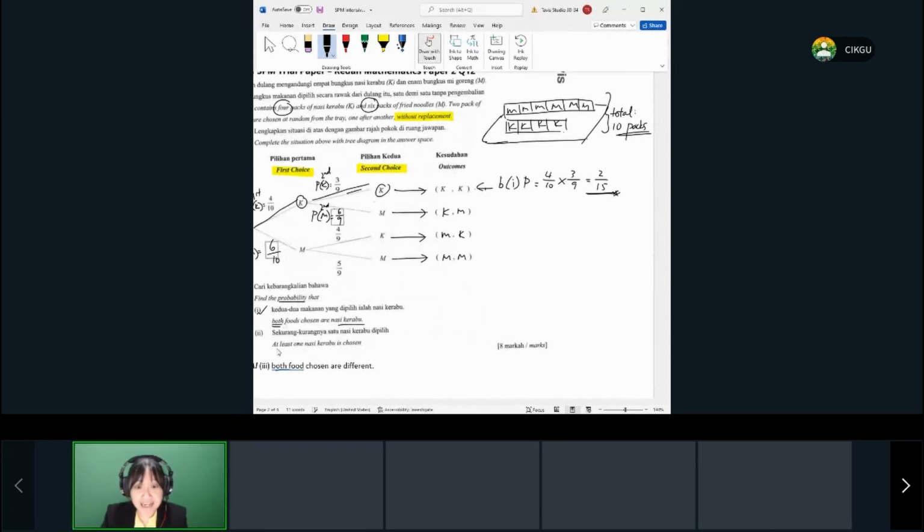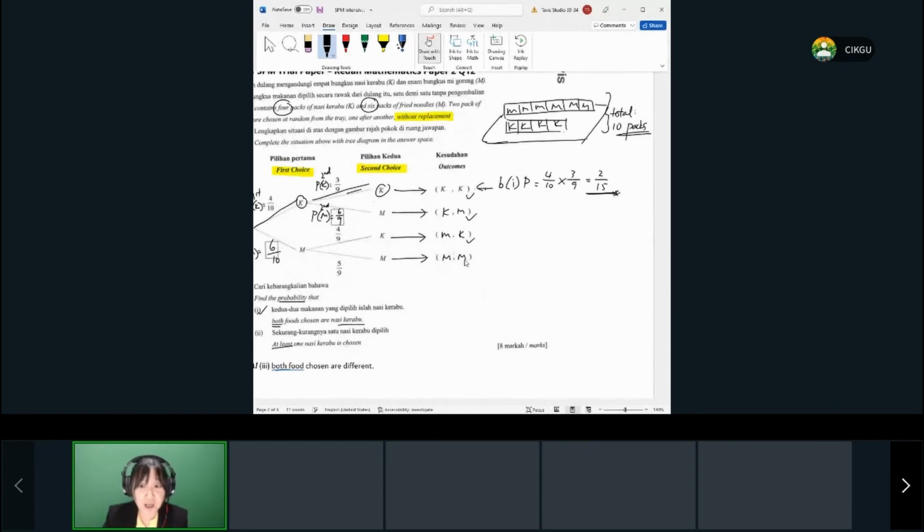Find the probability that at least one nasi kerabu is chosen. At least one nasi kerabu. So you ask yourself, out of so many outcomes, which outcomes satisfy the question? Does the first one, KK, satisfy the question? Yes, because both are kerabu. The question says at least one is kerabu, so that is already fine. So yes, this one satisfies. Does the second case satisfy? Yes, because the first one is kerabu. Good. This one satisfy? Yes.